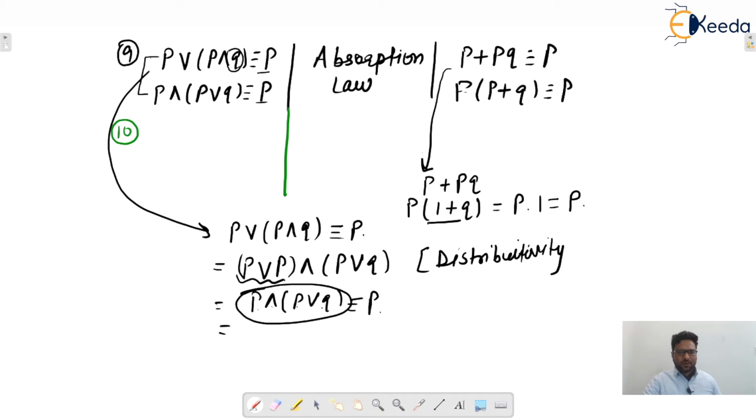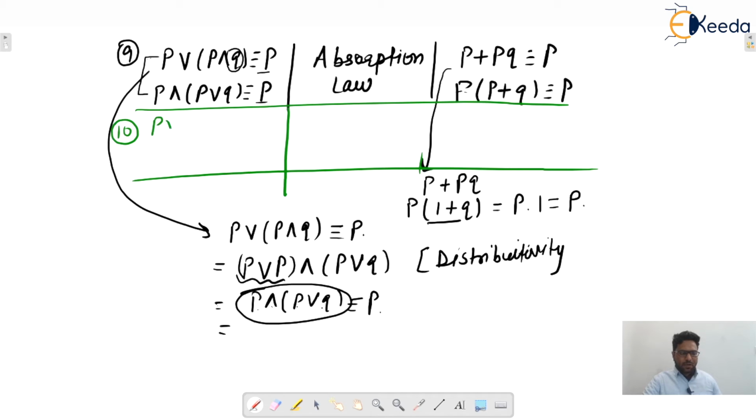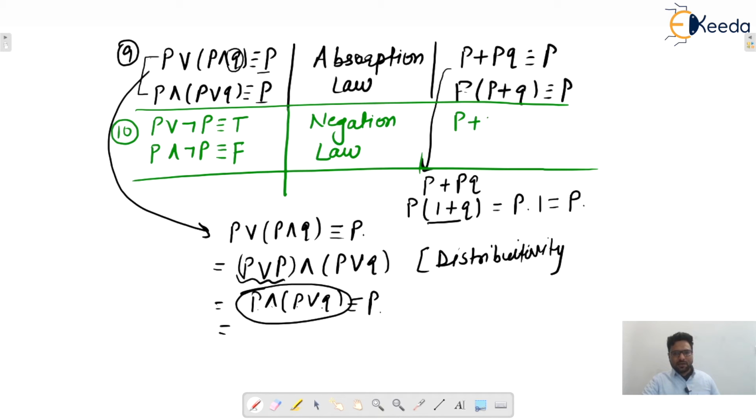The 10th one: P or negation P is always true, and P and negation P is always false. That is known as the negation law. In Boolean algebra, we write it as P plus P dash, or P complement, is equivalent to 1, and P dot P dash is equivalent to 0. I hope this one is clear to everyone.